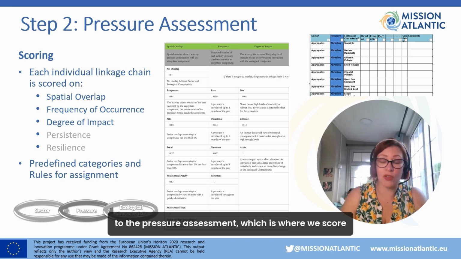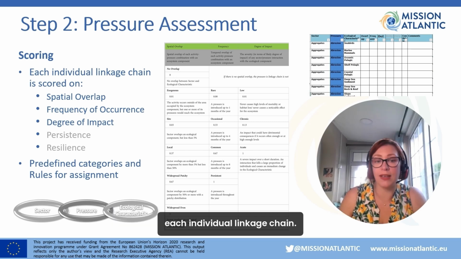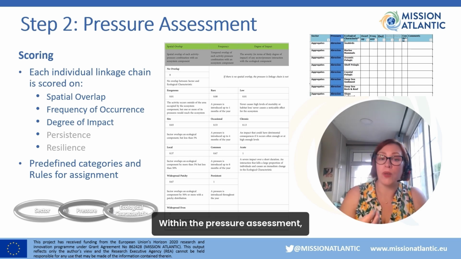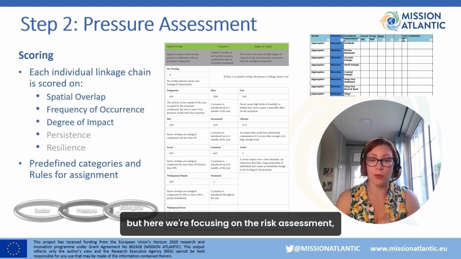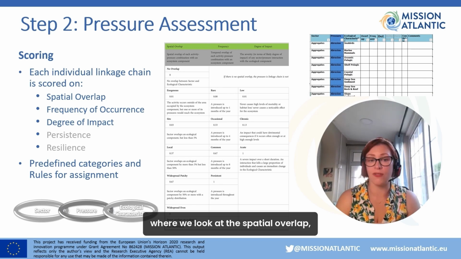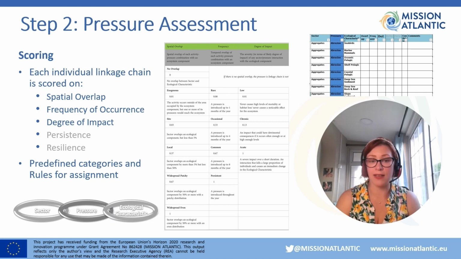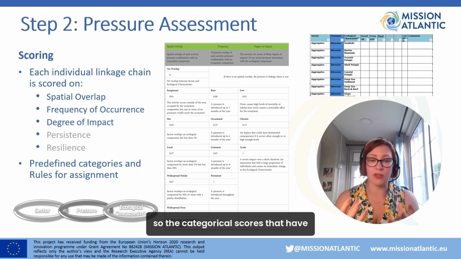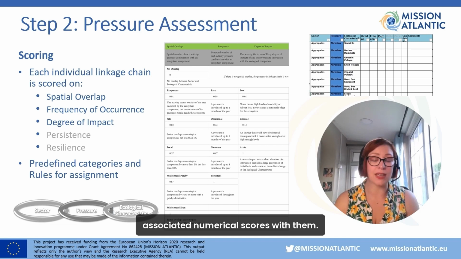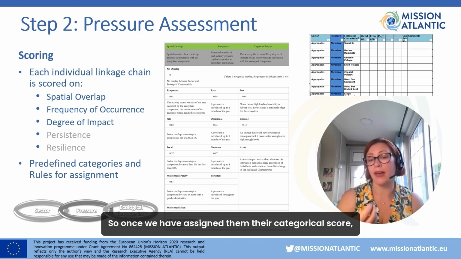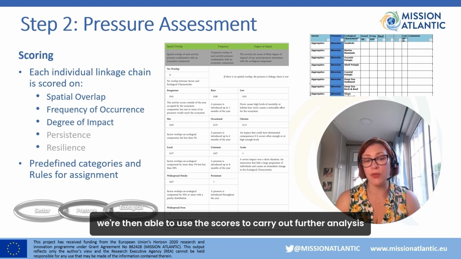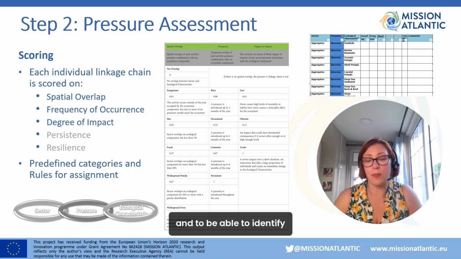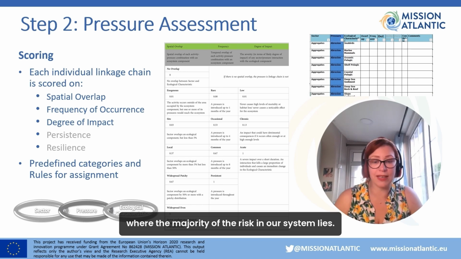For that reason, we need to move on to the pressure assessment, which is where we score each individual linkage chain. Within the pressure assessment, again, it's the same process for the vulnerability or the risk assessment, but here we're focusing on the risk assessment, where we look at the spatial overlap, the frequency of occurrence, and the degree of impact. For each one of these categories, there are criteria on how you score them. So there's categorical scores that have associated numerical scores with them. So once we have assigned them their categorical score using our expert panels, we're then able to use the scores to carry out further analysis and to be able to identify where the majority of the risk in our system lies.